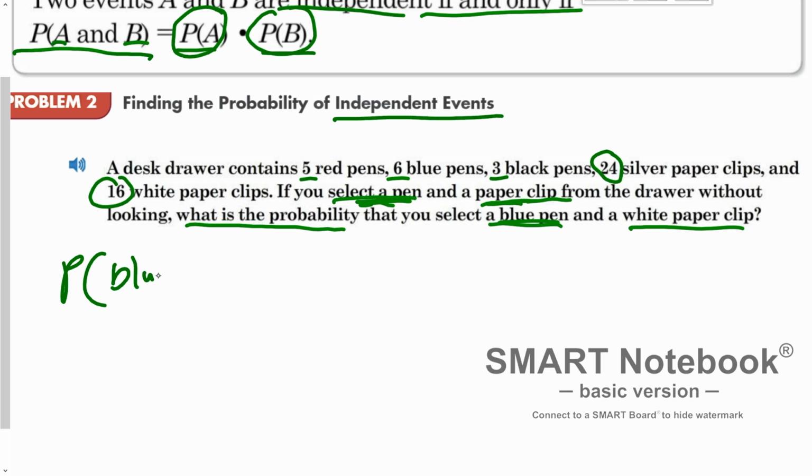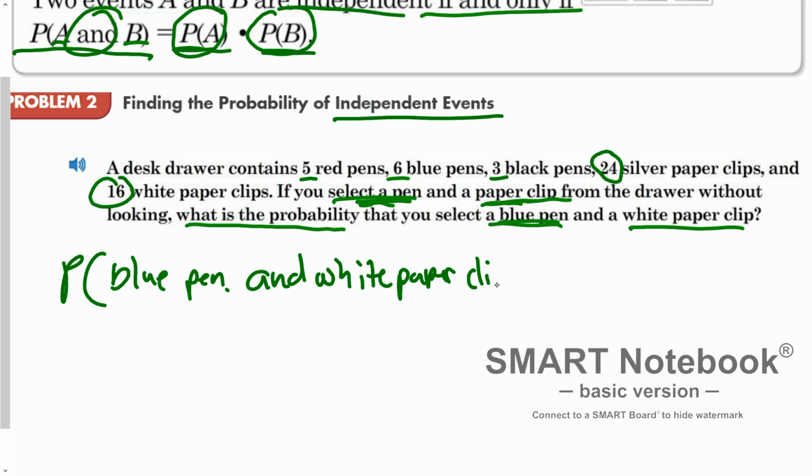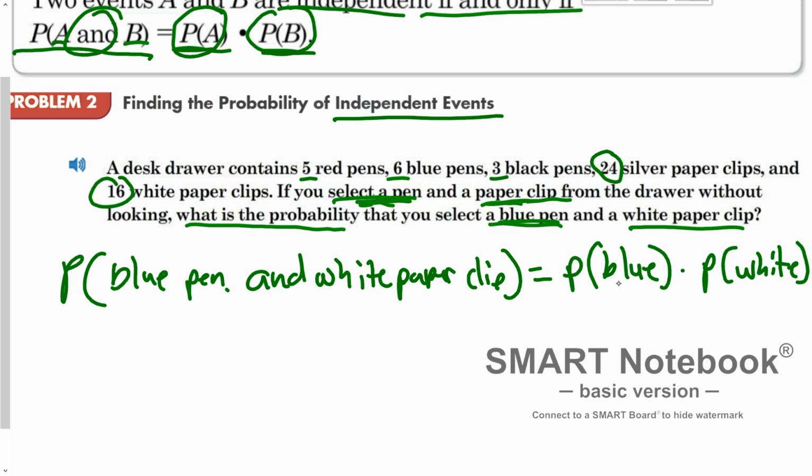So blue pin, probability of blue pin, and that word and, if they're independent, means I'm going to be multiplying their two probabilities. And white paper clip. White paper clip. Okay, so that would be the probability of the blue pin times the probability of the white paper clip. Okay, so probability of blue pin would be how many pins are blue out of the total number of pins, right? So I'll bring this down here.